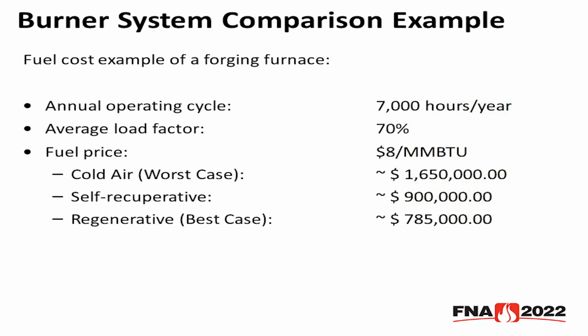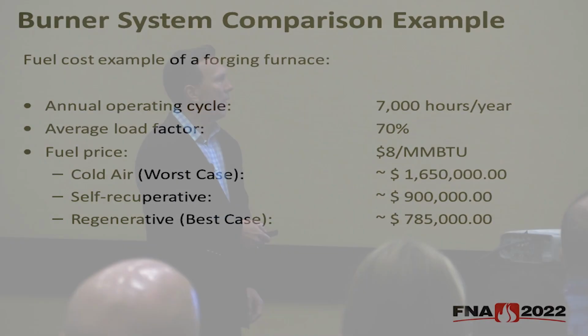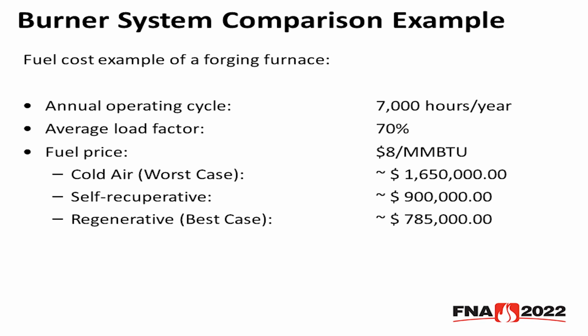So how does this affect your bottom line? Assuming an annual operating cycle of about 7,000 hours per year, an average load factor of 70%, that means the burners are on 70% of the time on average, and a fuel cost of $8 per million BTU, which is pretty typical at the moment, unfortunately. The worst case scenario with the cold air burner, your annual fuel cost is about 1.65 million. With the self-recuperative, it drops to around 900,000. With the regenerative, you're down to around 785,000.